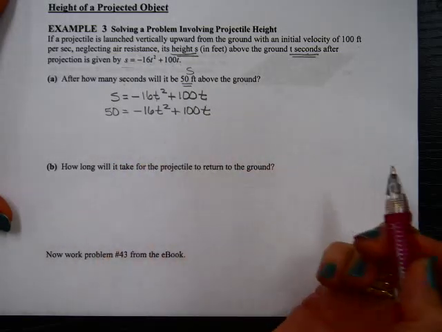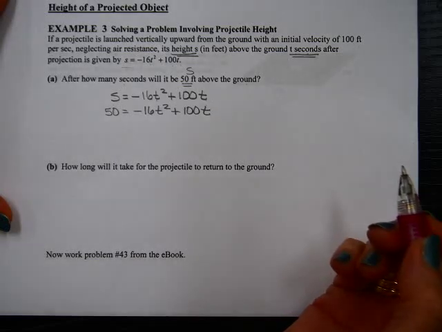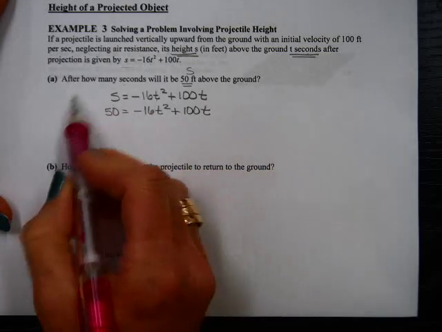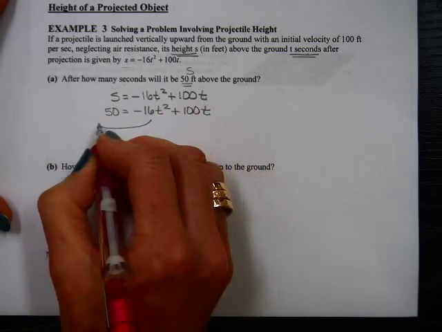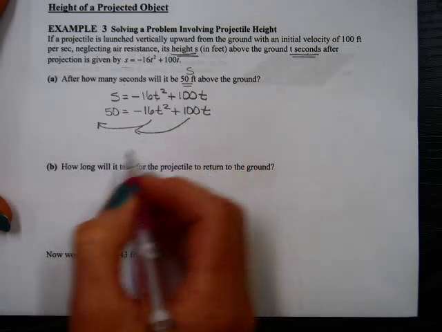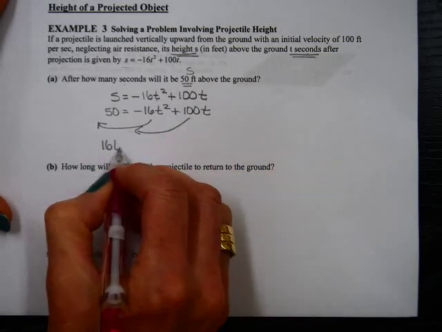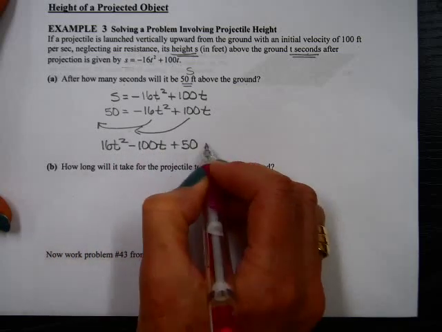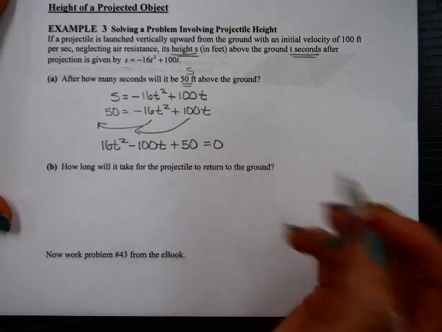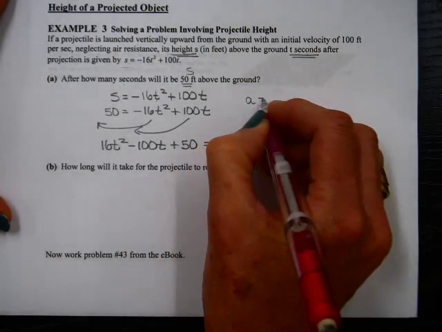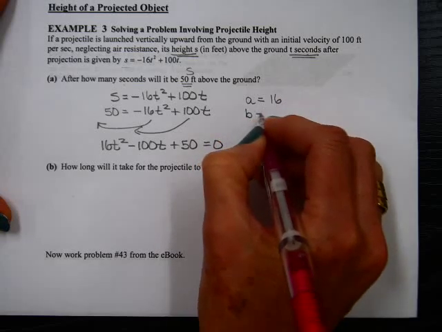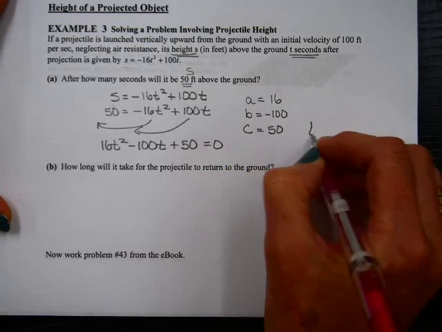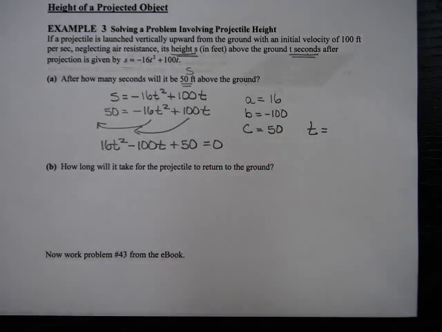All right, this is a quadratic equation, so we need to put it in standard form. That means we've got to get everything on one side equal to 0. Let's move all this to the other side. So we'll move this over here, and we'll move this over here, and we'll have 16t squared minus 100t plus 50 is equal to 0. Quadratic equation, put it in your quadratic formula. A is 16, B is negative 100, C is 50, and let's see what T is going to be.